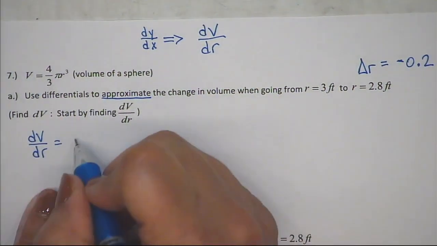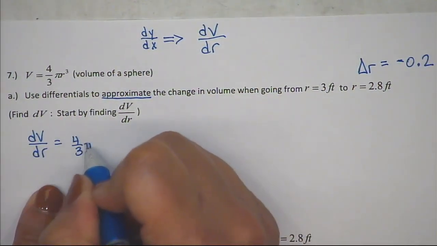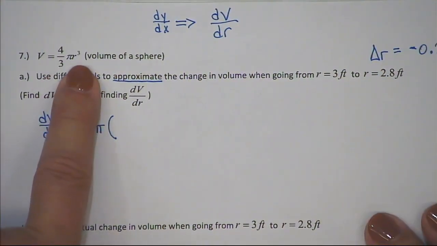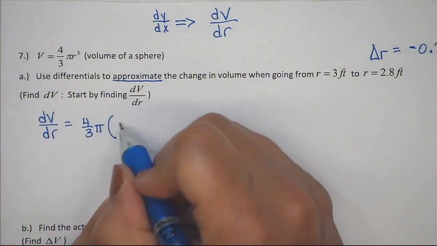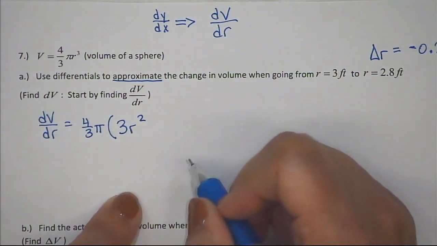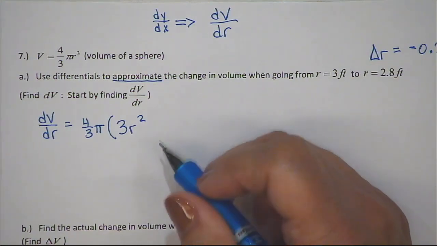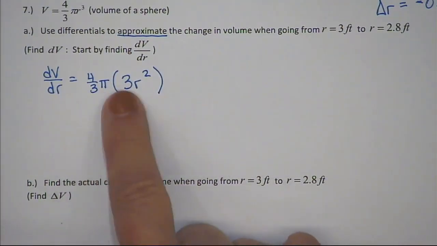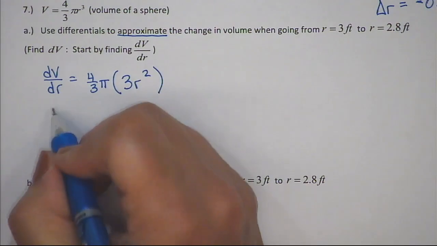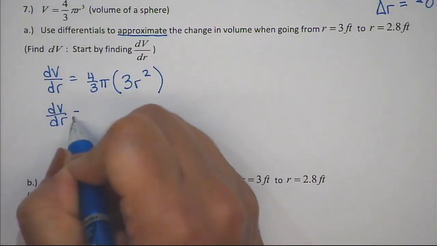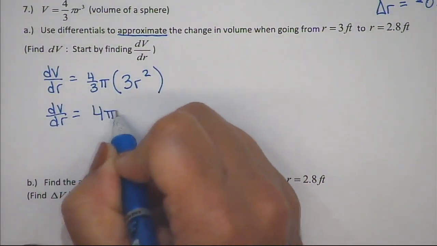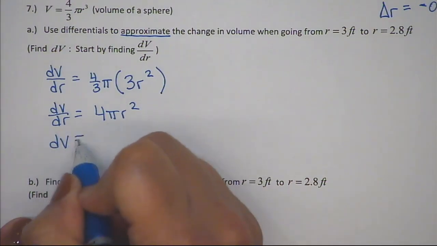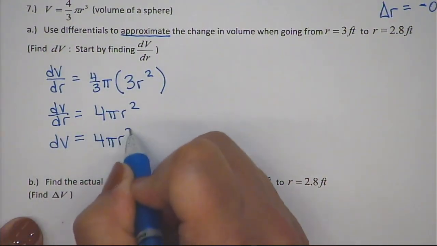4/3 pi is a constant, so I'm going to leave that alone. All I need to do is take the derivative of r cubed, which is 3r squared dr, which I don't need, because that's 1. All right, so we can get rid of the 3's. They're going to cancel out. So dV/dr equals 4 pi r squared. That's the derivative. So the differential, dV, is 4 pi r squared times dr.